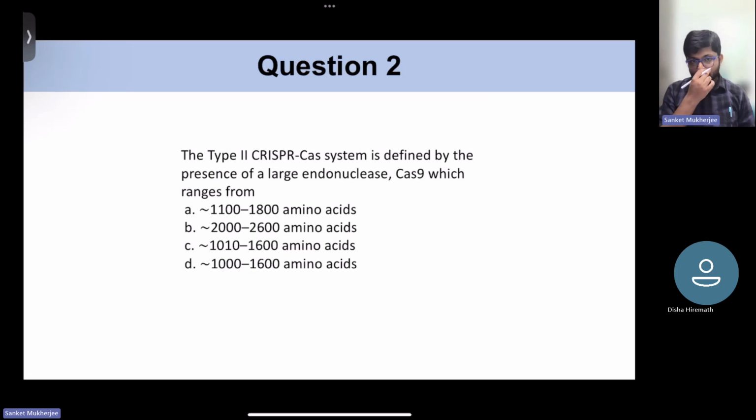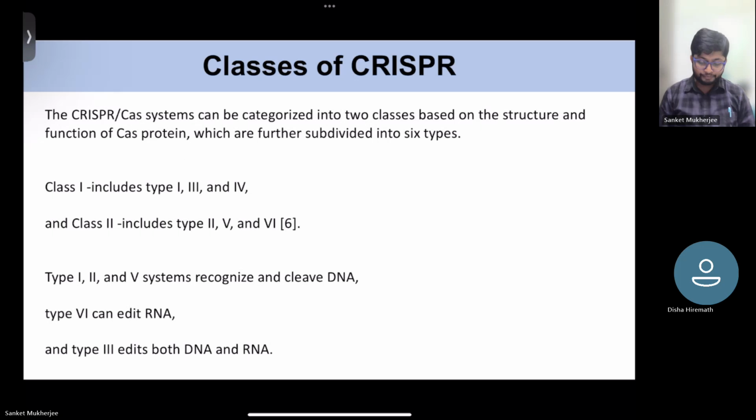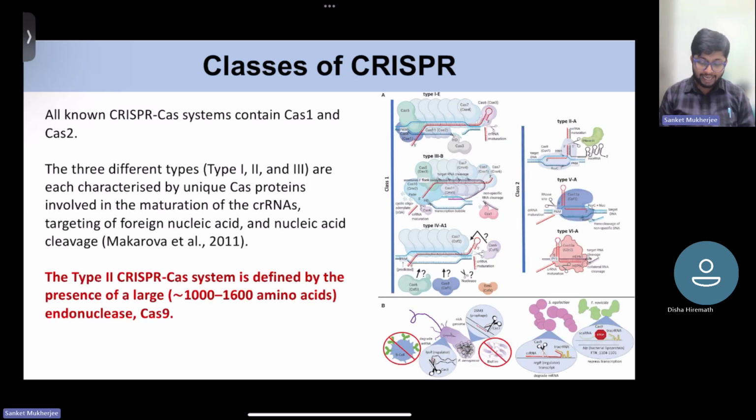And then coming to question number 2, type 2 CRISPR-Cas system is defined by the principal large endonuclease Cas9, which ranges in which of the following amino acids? Option B, sir. Yes, in this case, it should be option D, 1000 to 1600 amino acids. So we have already talked about the Cas9 system. It is part of the type 2 CRISPR-Cas system. It has 1000 to 1600 amino acids.